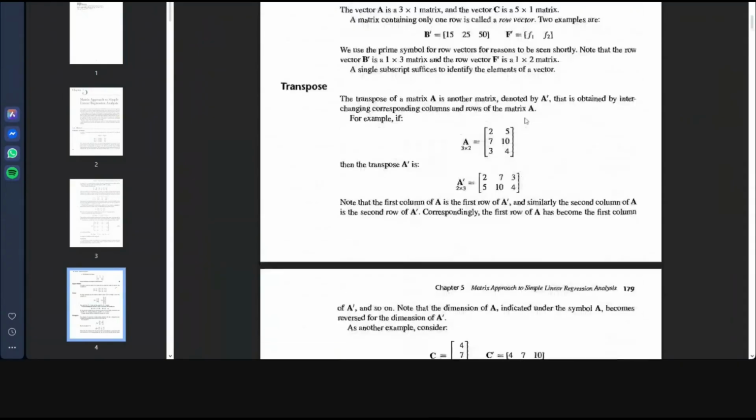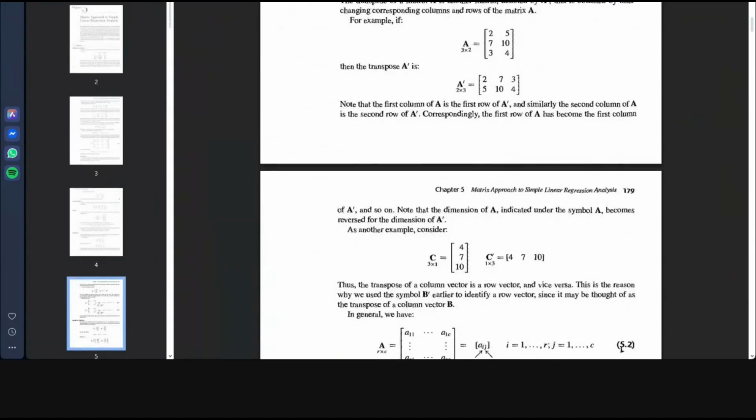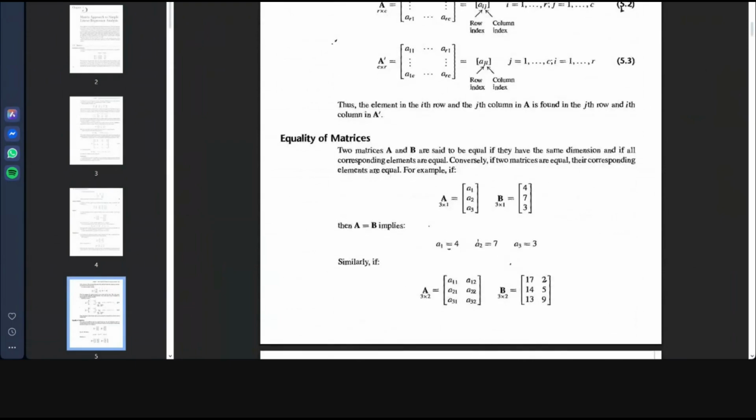And then the operation called a transposition or transpose takes the rows and columns of an existing matrix and makes rows into columns and columns into rows. And the notation we use is A prime. So the important thing to note is the dimension. If it's a 3 by 2 originally, then the transpose will be a 2 by 3. Two matrices are equal if they're of the same dimension, and all the corresponding entries are the same.